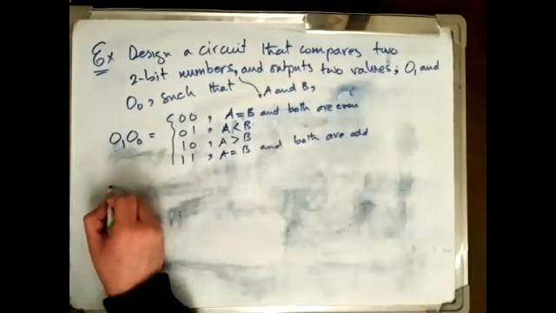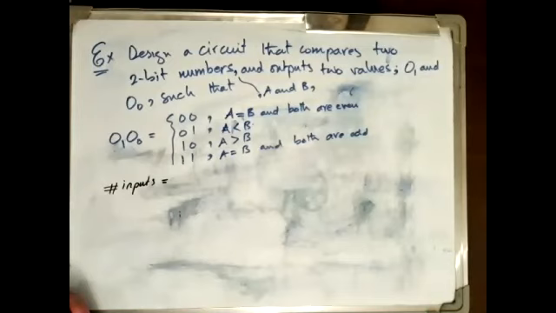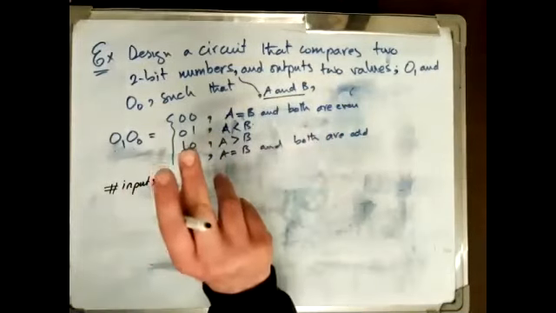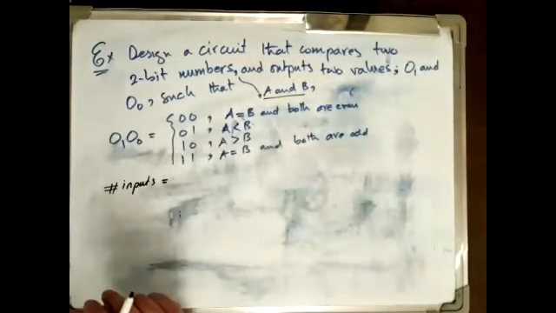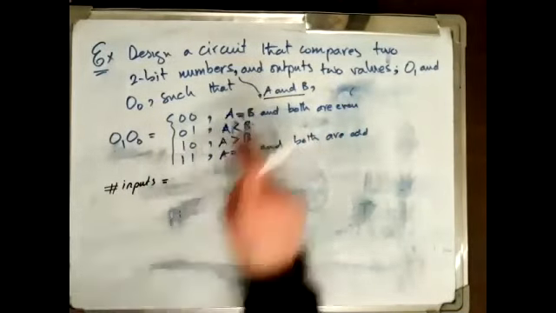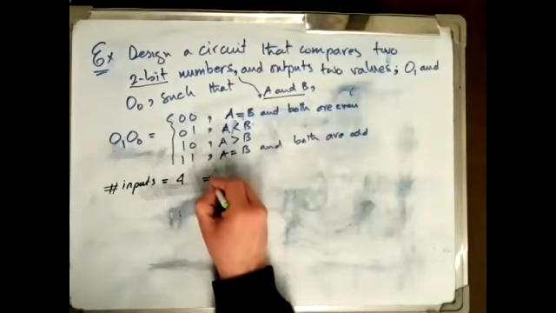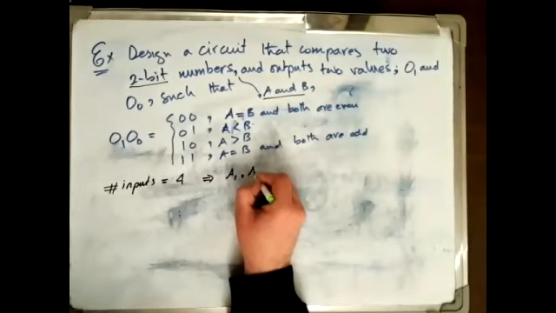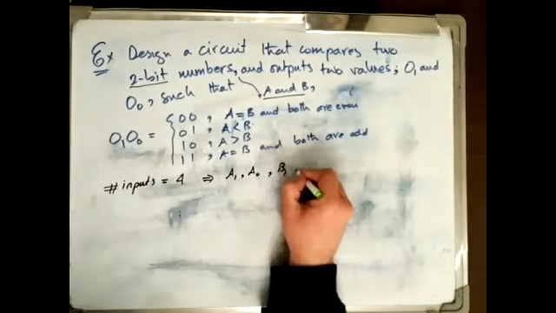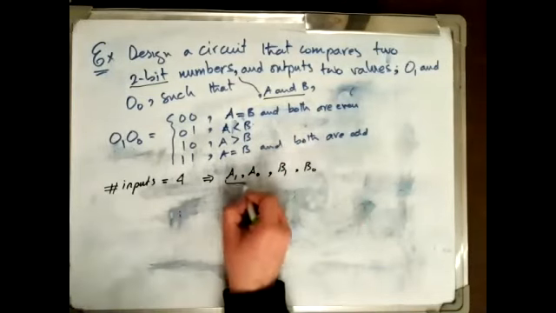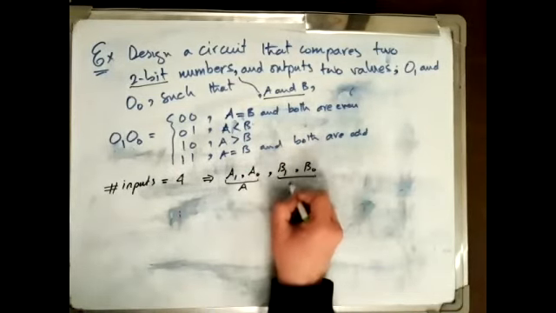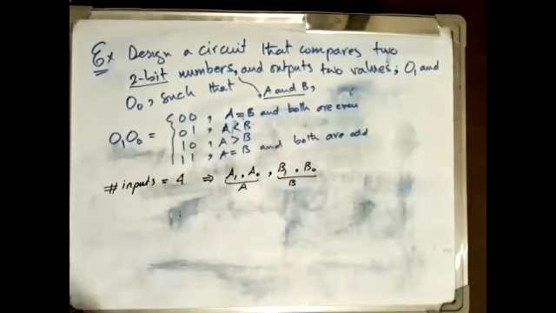How many inputs do we have? Four inputs, yes, not 2 inputs. We have 2 numbers that are fed to this circuit, A and B, but each of these 2 numbers is 2-bit. So we need 4 inputs, and these 4 inputs I will call A1, A0, B1, B0. These 2 bits represent A, these 2 bits represent B, number A and number B.